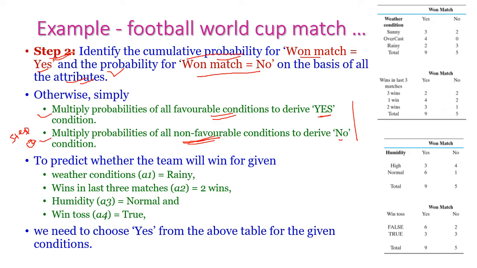So to predict whether the team will win for the given condition, this is our problem, isn't it? We need to predict under which condition the team will win. First one is weather condition is rainy, and wins in last 3 matches is 2 wins, and humidity equal to normal, and win toss equal to true. With these conditions we need to predict whether the given team will win the match or not.